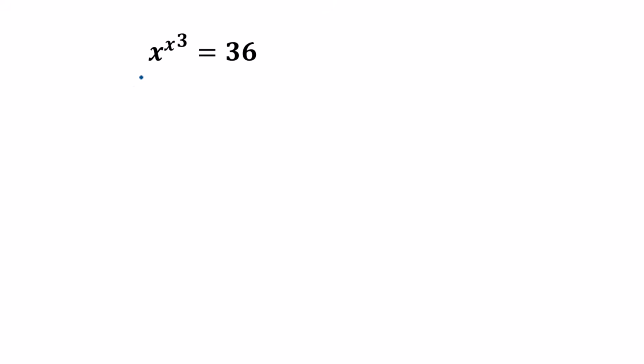Hello everyone. In this video, I am going to solve this algebraic equation x to the power 3 is equal to 36. Let us consider this x to the power 3 as a. So we can write x to the power 3 as a. So a is equal to the right side, this is 36. Here this x to the power 3, this is a.